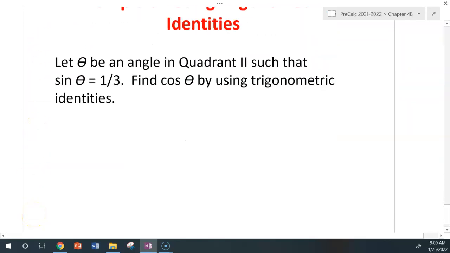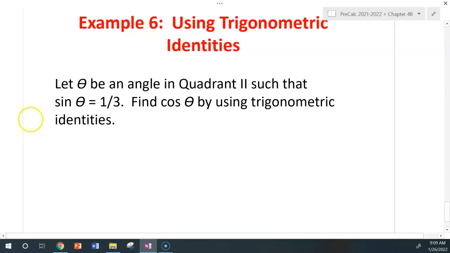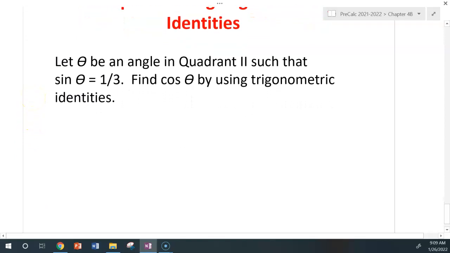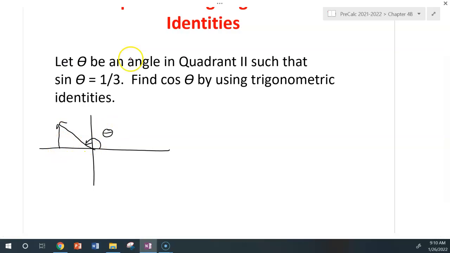Okay, last example. Theta is going to be an angle in quadrant 2 such that the sine of theta is 1/3. So here's quadrant 2. Here's theta. Here's our triangle that we're going to use. So this is 1, that is 3. And we're going to find cosine.